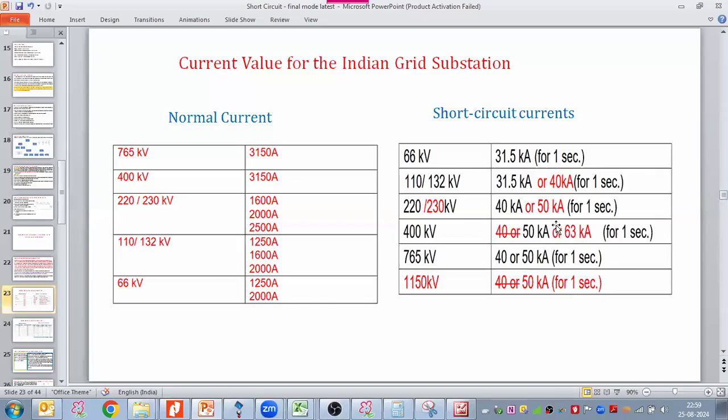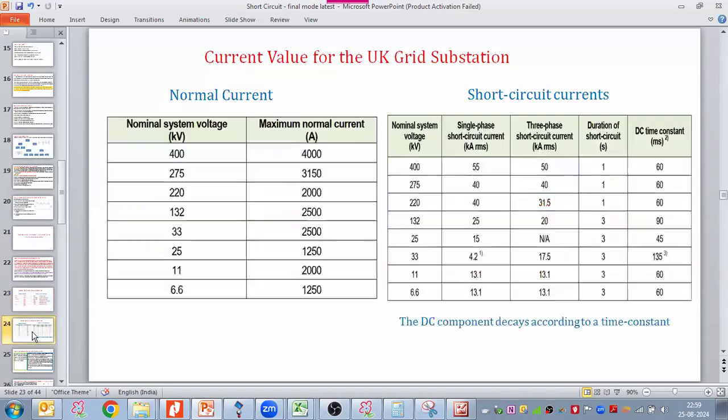Now see, they are also increasing. Earlier they have 40, now they are coming 50. Means the grid is also revising their short circuit ratings. 400 kV, 50 or 63. 765 kV, 40 or 50. 1150, 50 kA per 1 second. So this is the short circuit current rating that you will directly select for your substation equipment without doing any ETAP study. Am I clear with this statement? Yes. This is for the Indian grid system for the substations.